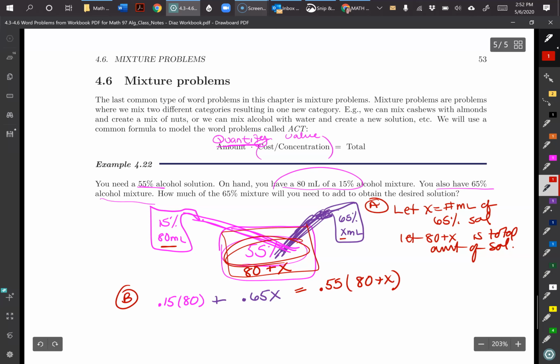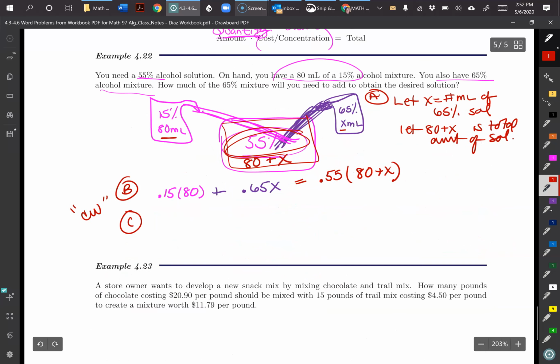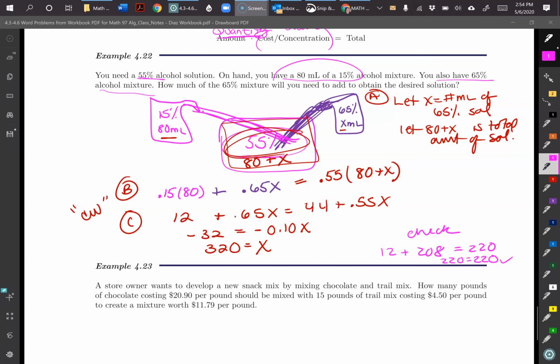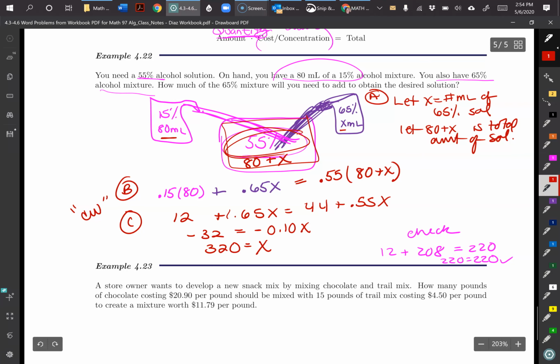But the math should be coming strongly for you now. So I'm going to have you pause and just work that out as your own classwork, and I'll write the steps just so you can match them up. So here I have 12 plus 0.65x equals 44 plus 0.55x after I distribute. And then I'm going to subtract 44 from both sides. I get a negative, but don't worry about that for now because you'll get a negative on the other side when you subtract the 0.65x. And then once you do the division in the end, you get a positive number.